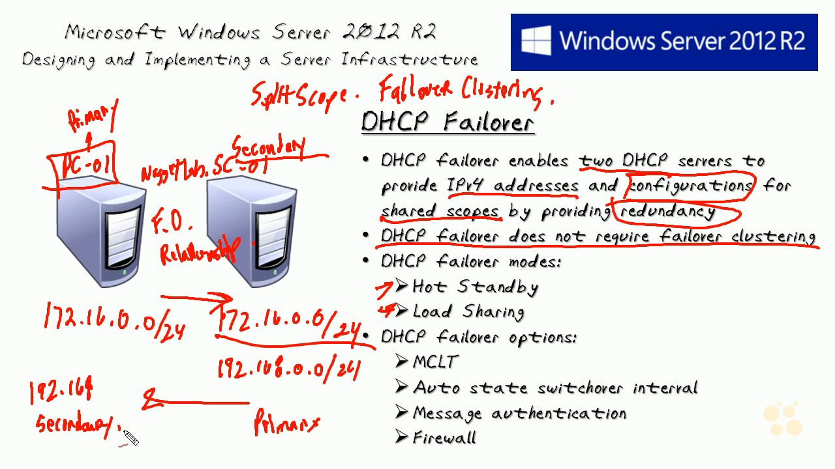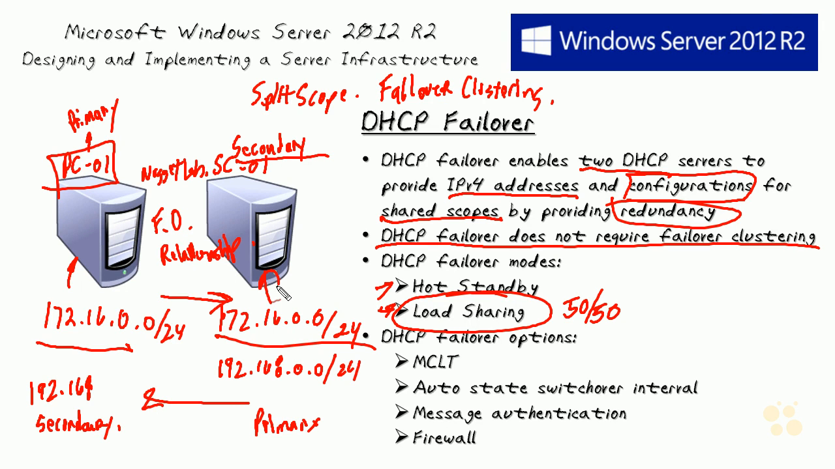Now the default, though, is not hot standby. The default is load sharing. Load sharing is where both servers will supply the IP configuration to the clients. But what they'll do, and by the way, it just depends, there's a ratio. The default is a 50-50 ratio. So about half of this scope would be handled by this one, and half of the scope would be handled by the secondary one. So that's basically the two different ways.